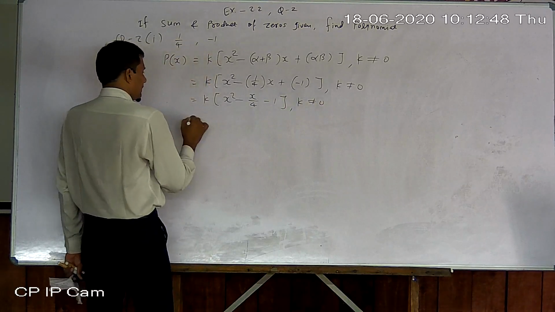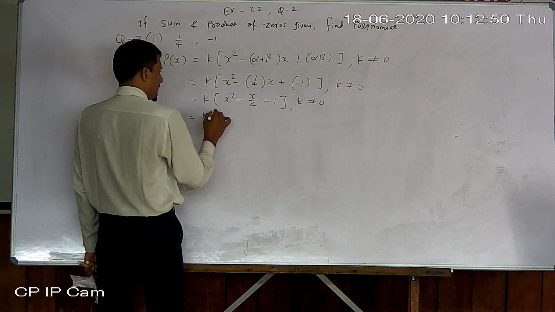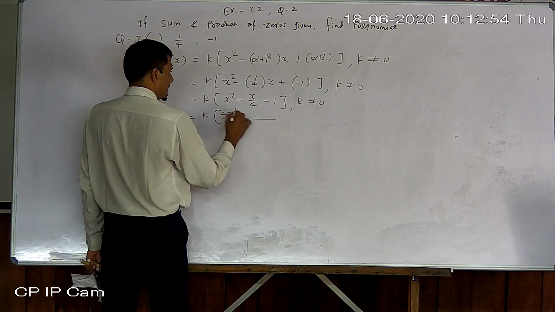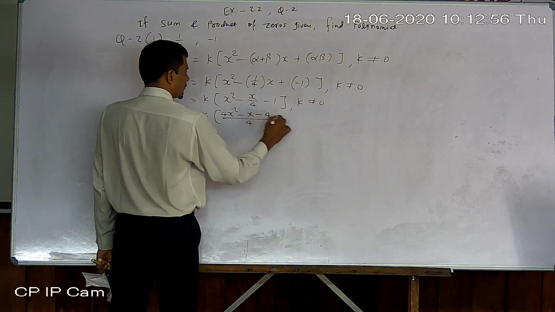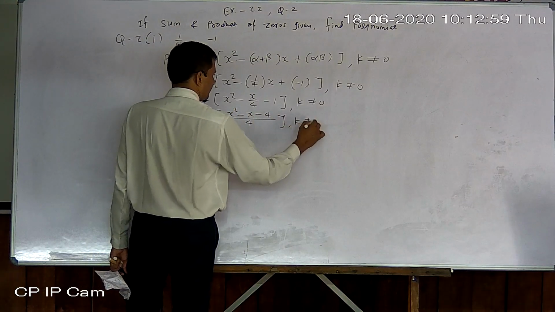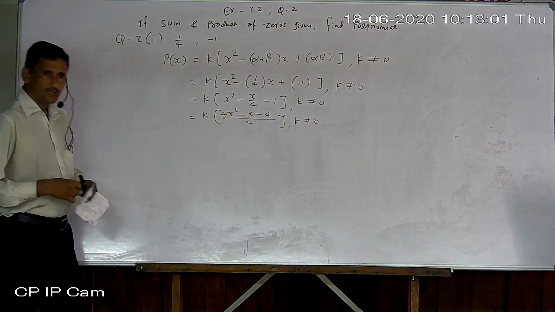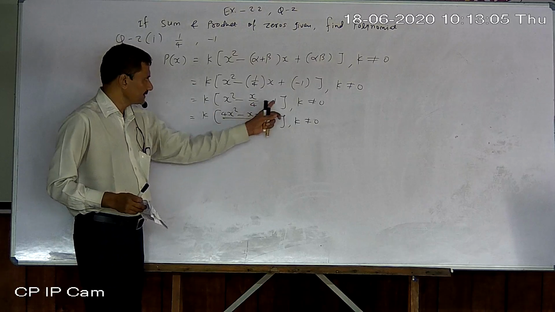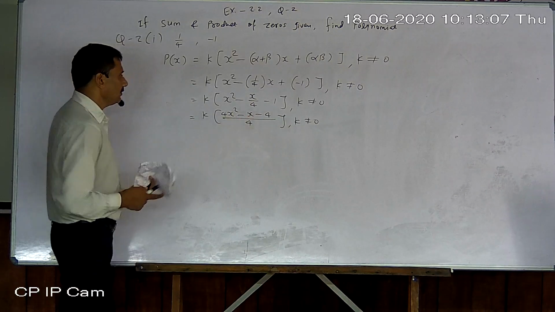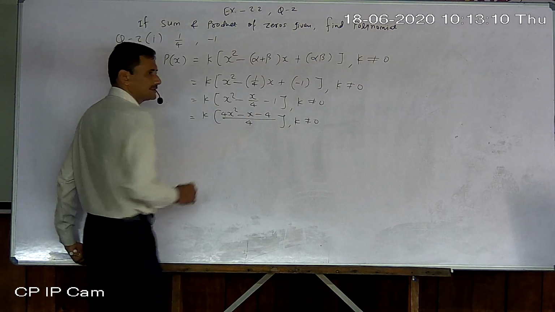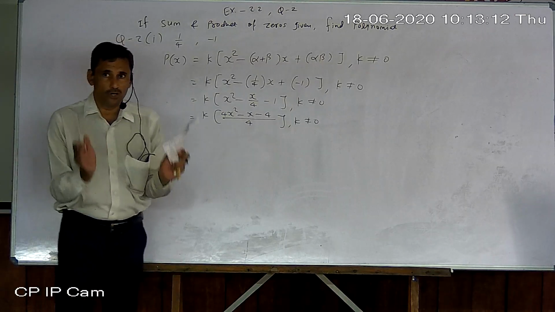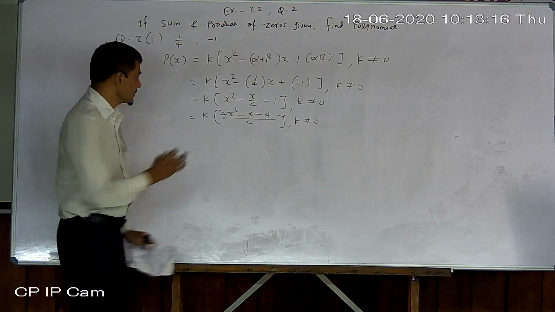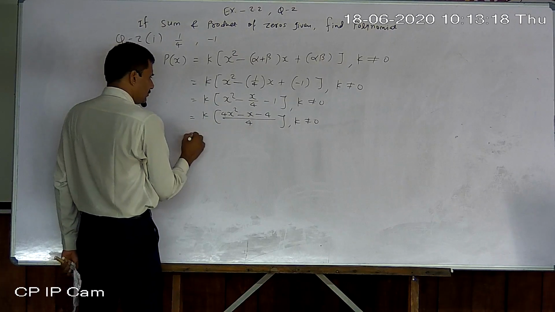Okay, now take LCM. So it will become 4, taking LCM, so 4x square minus x minus 4. You understand how to take LCM? Okay, whenever 4 is not there, numerator becomes 4 times. Now this is not important for us, meaning the coefficient of the whole polynomial is not an important part of our answer, so you just keep it outside of the bracket.